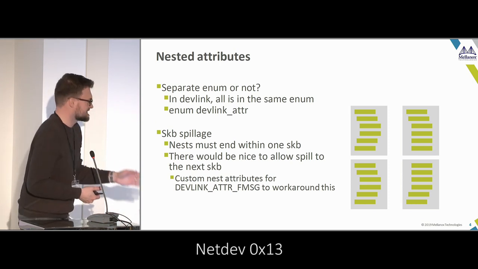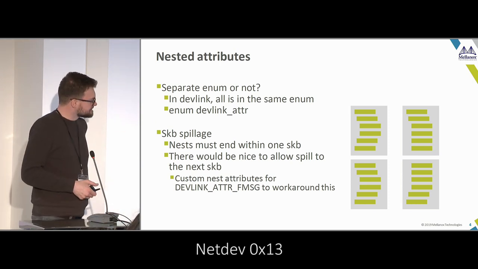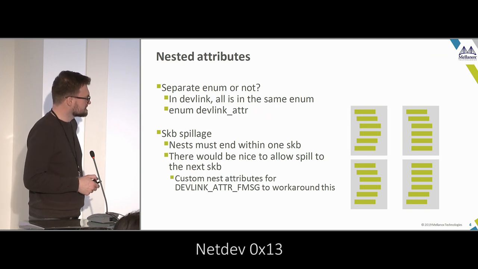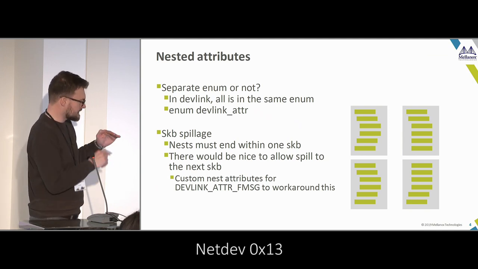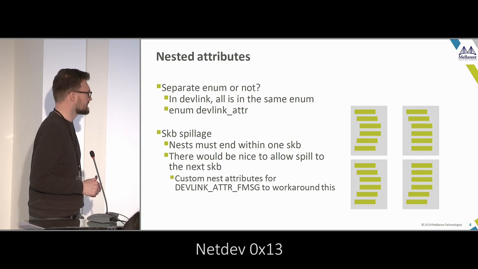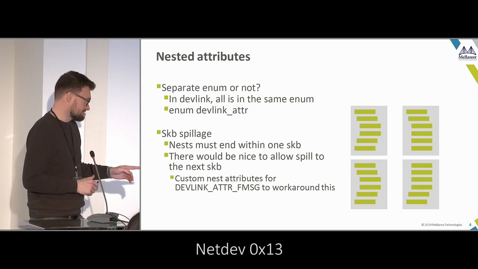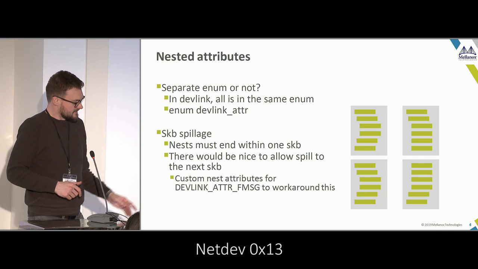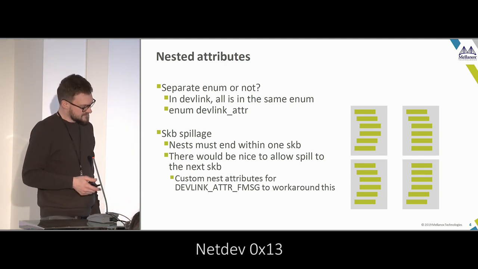Yeah, you're lost. So I think RT Netlink usually nests better, right? I mean, in most cases the enums are separated there. Yeah, most of the time. In some cases duplicated because of that. Yeah, exactly. So, another thing I wanted to talk about is the SKB spillage.